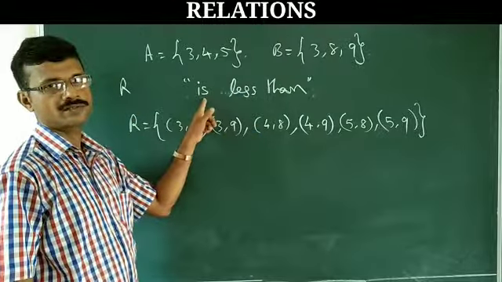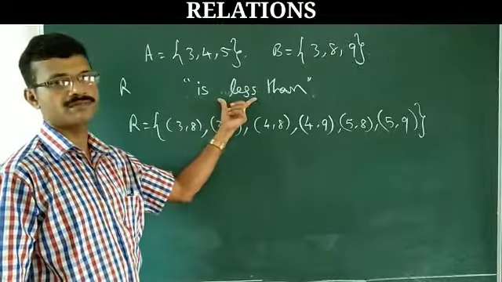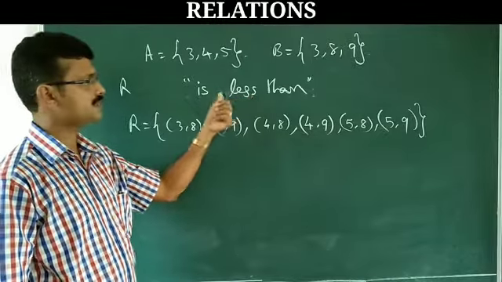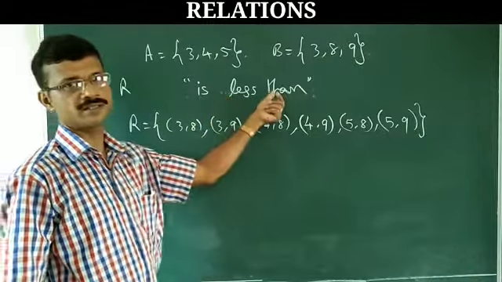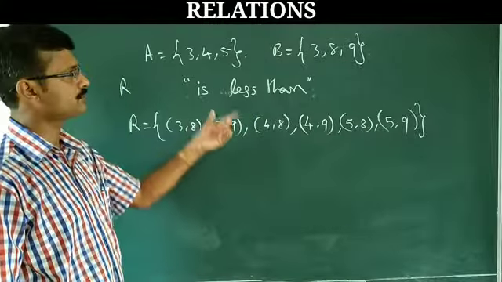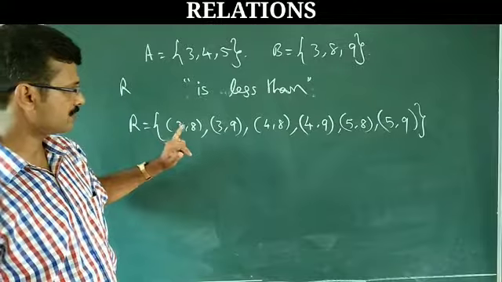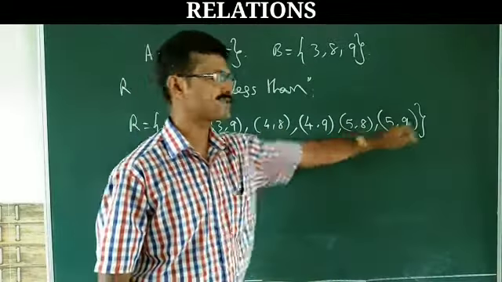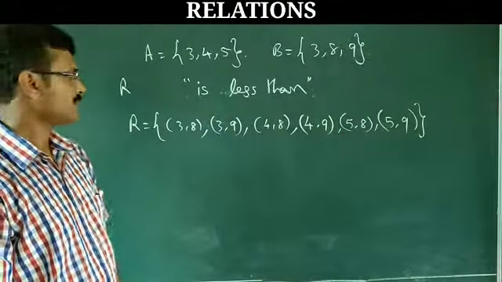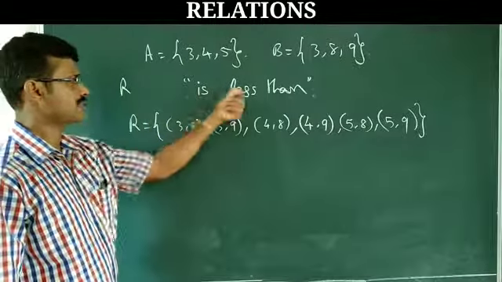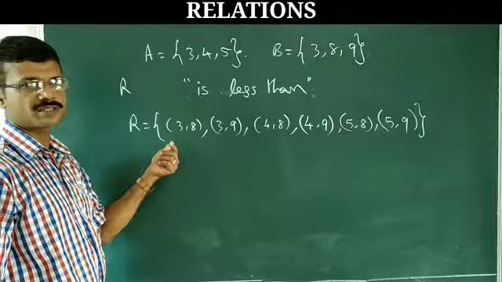Is less than. So I have to select only those elements which satisfy this relationship. This is the relation I have written, is less than. So we select only a few elements. Altogether there are 9 elements, but here you can see only 6. So I have written the elements of this particular relation, whatever the relation is telling.